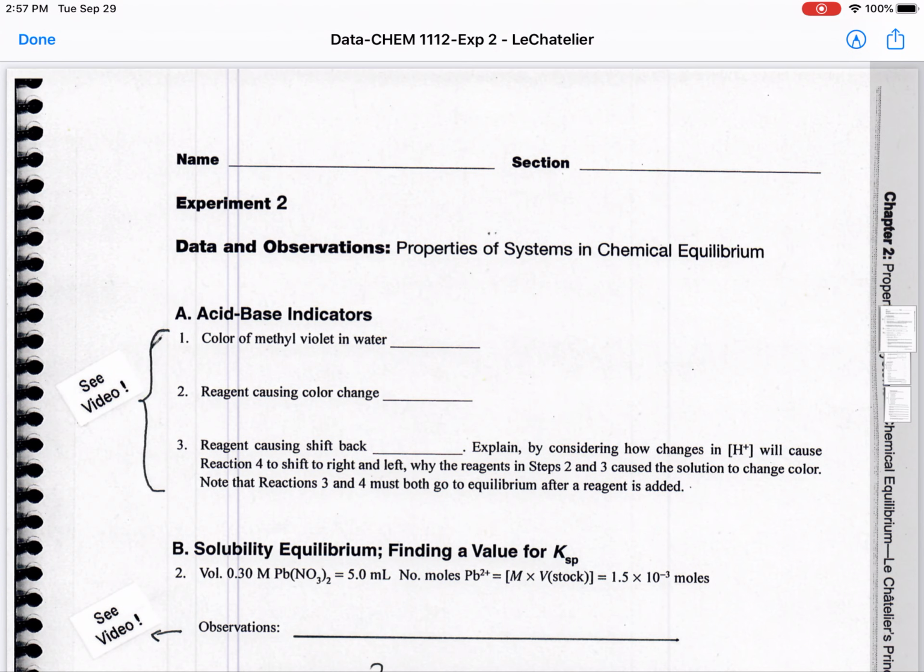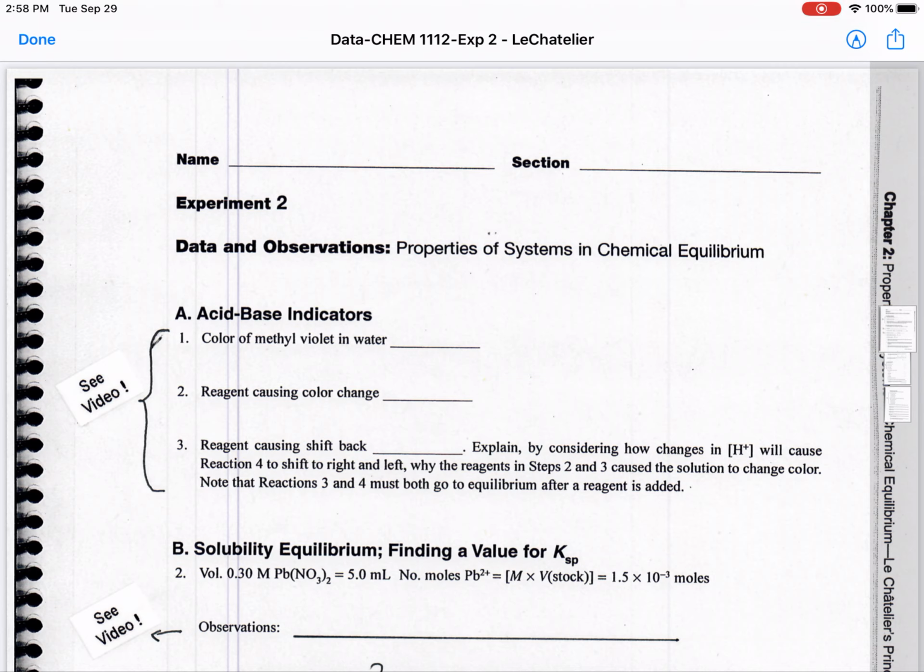Hello everyone, let's go ahead and talk about the post-lab calculations for this experiment 2. In this experiment, we are looking at the principles of Le Chatelier's principle. So what is Le Chatelier's principle? Basically, it says if you attempt to change a system in chemical equilibrium, it will react in such a way as to counteract the change you attempted. So it's going to go back to equilibrium if you try to disturb a system already in equilibrium.